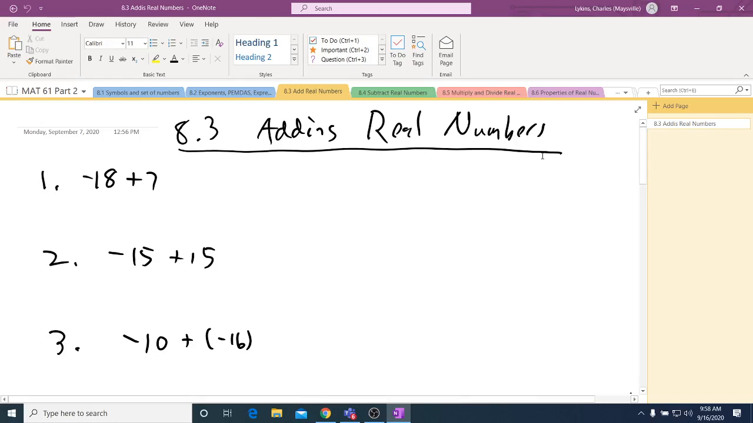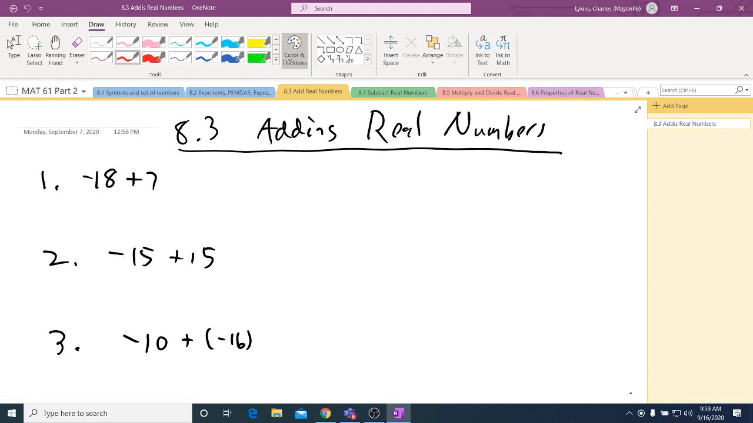Okay, welcome back to section 8.3, which we're dealing with adding real numbers. So basically this whole section, we're going to see a lot of positive numbers and negative numbers. We're going to see integers. So I'm going to try to show us several ways to begin with this. And like with anything, pick the way that you understand the best.